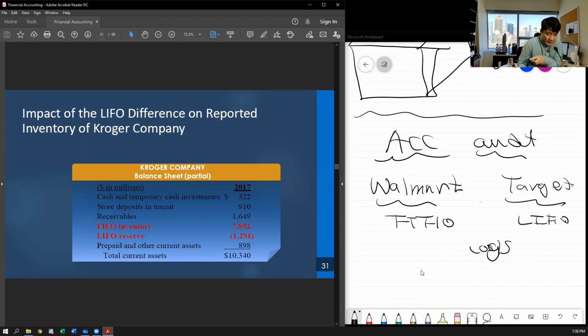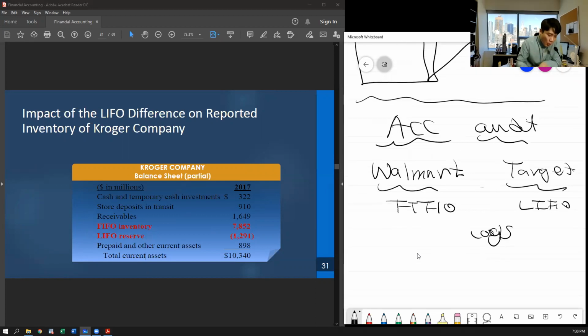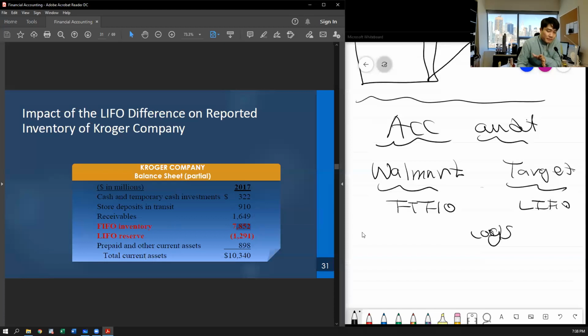What that LIFO reserve indicates is, had the company adopted the LIFO method, what would be the ending inventory amount? Again, like I said previously, most of the companies adopt FIFO, following the physical flow of inventory. The company usually reports these FIFO inventory dollar amounts in their financial statement, but because some other companies might be using LIFO for their financial reporting purposes, the company also reports its LIFO reserve to explain what the ending inventory would be had the company adopted the LIFO method. As you can see right here.